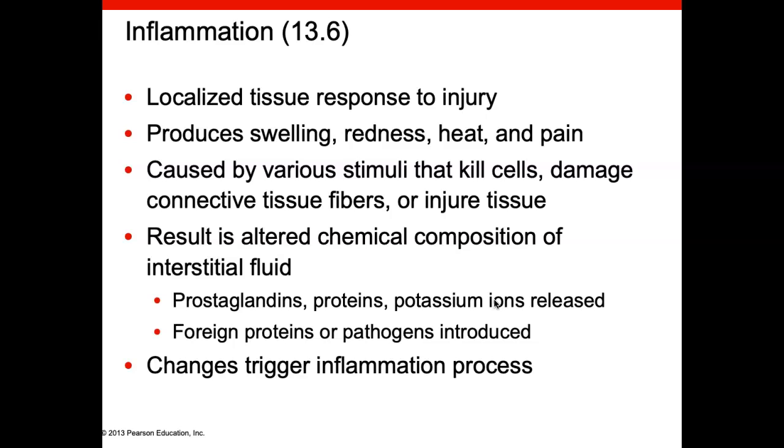Inflammation is a localized tissue response to injury, and it includes 4 symptoms: swelling, redness, heat, and pain. Inflammation may be caused by a variety of stimuli that kill the cells, damage the connective tissue fibers, or injure the tissue, and the result is an altered chemical composition of the interstitial fluid. These damaged cells will release prostaglandins, proteins, and potassium ions, and foreign proteins or pathogens may be in the area, and this change in the interstitial fluid would trigger the inflammation process.